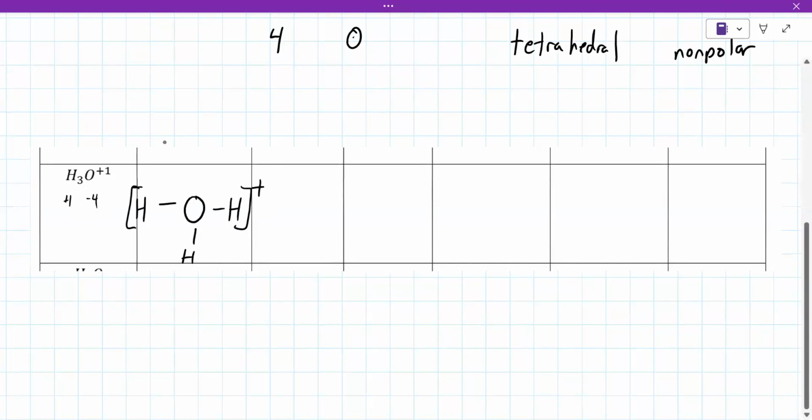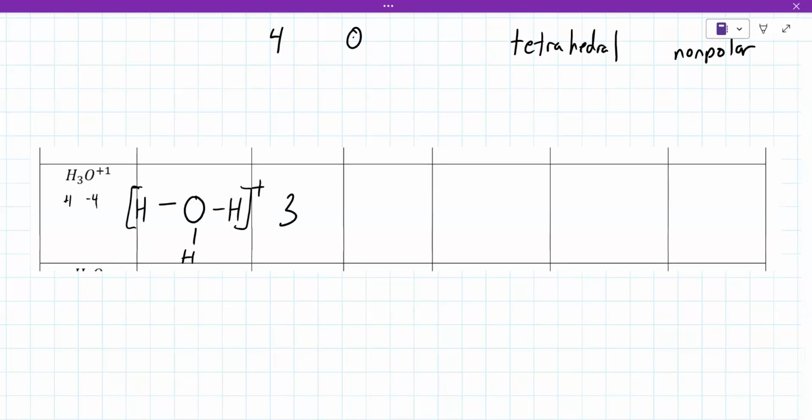So wait, why did you put the O in the middle? The general rule is that the one with only one of them goes in the middle. So whichever one doesn't have the number next to it. Yeah, if it's just singular, it tends to go in the middle. And it looks like you're supposed to put this plus here because of the ion.